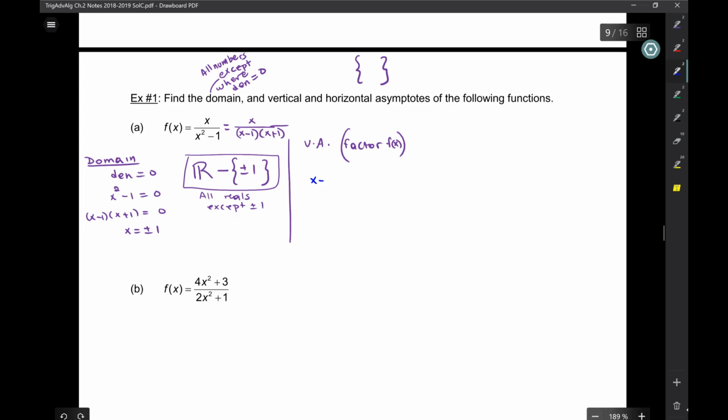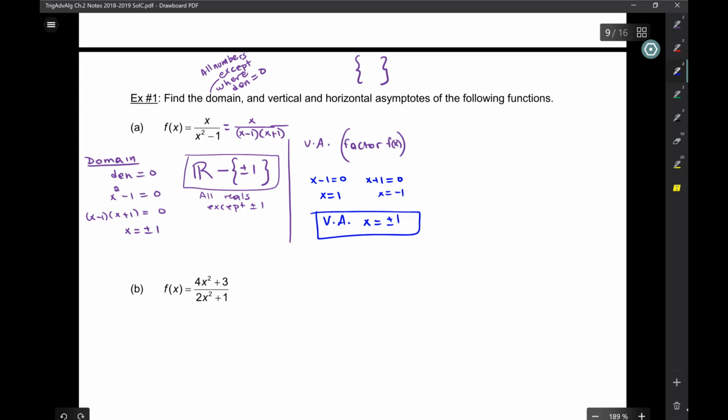So, where these equal 0, you have vertical asymptotes. So, x minus 1 equals 0, x equals 1, x plus 1 equals 0, x equals negative 1. So your vertical asymptotes are x equals plus or minus 1.